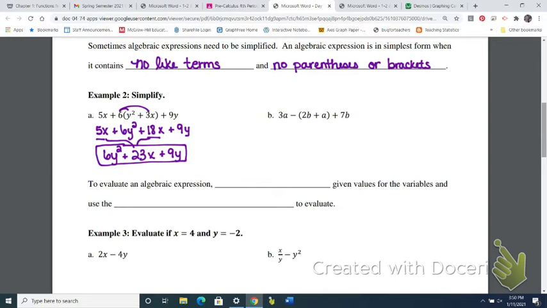On B, I'm going to distribute this negative first. So I have 3a minus 2b minus a plus 7b. Now I'm going to combine. So the 3a and negative a make 2a, negative 2b and 7b make 5b.